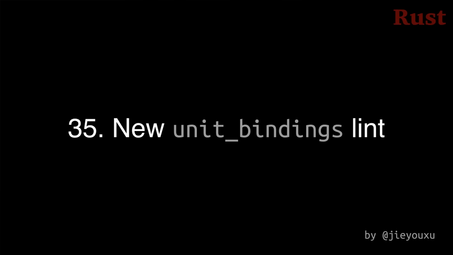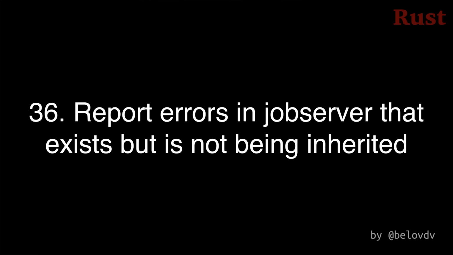Unit bindings checks to see if you bind a unit type to a variable without indicating that you intended to do that, because the unit type only exists at compile time, so assigning it to a variable doesn't actually do anything at runtime.